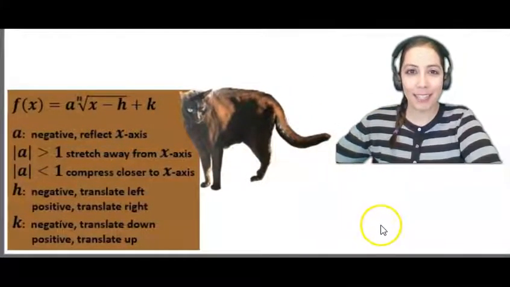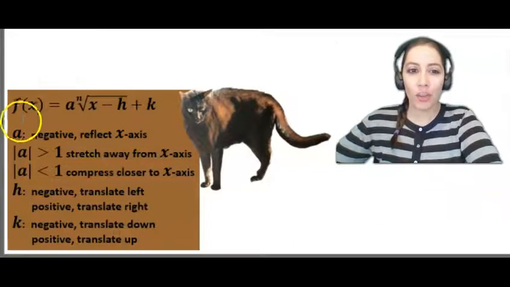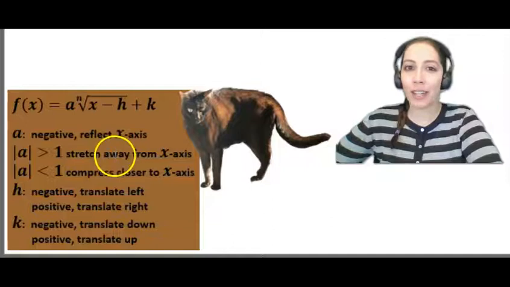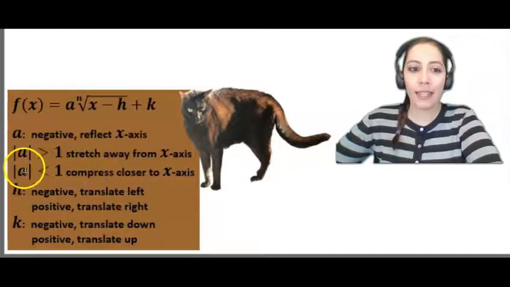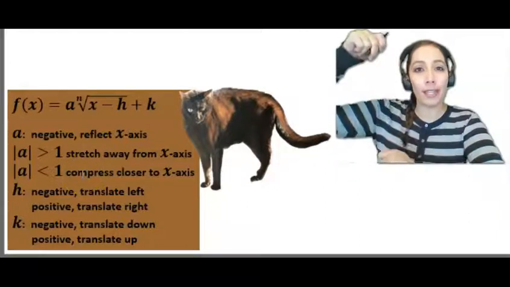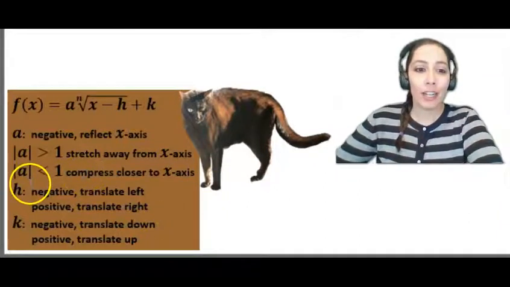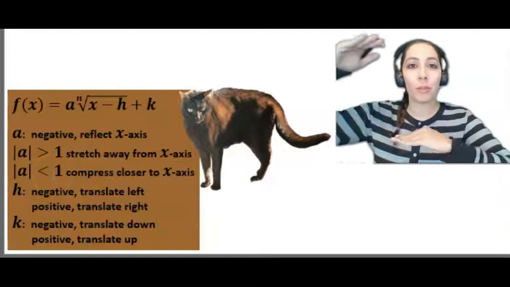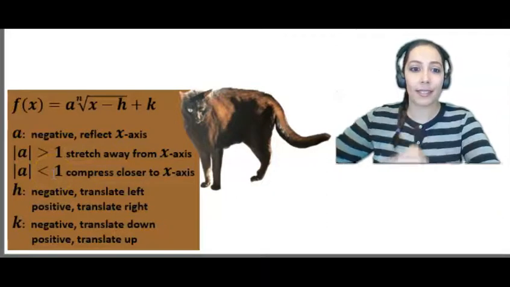Chloe is here with her latest tips and tricks. She wants you to know, when your function is in the form f of x equals a times the nth root of the quantity x minus h, plus k: if a is negative, it reflects across the x-axis. If the absolute value of a is greater than 1, it will stretch away from the x-axis. If the absolute value of a is less than 1, it will compress closer to the x-axis.